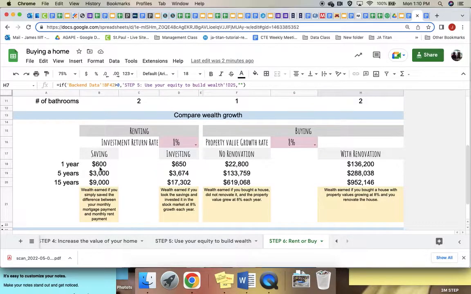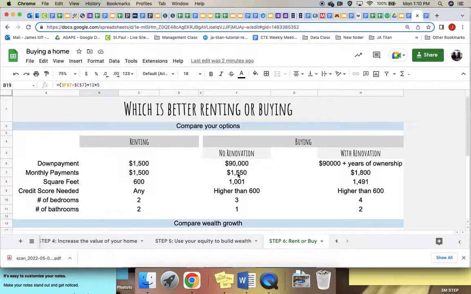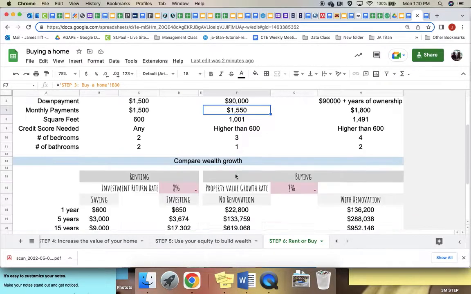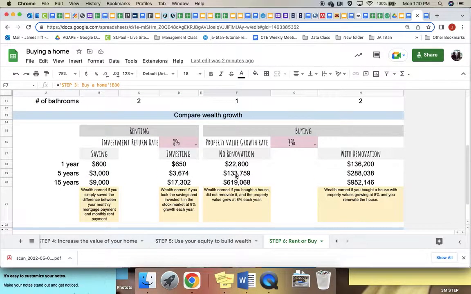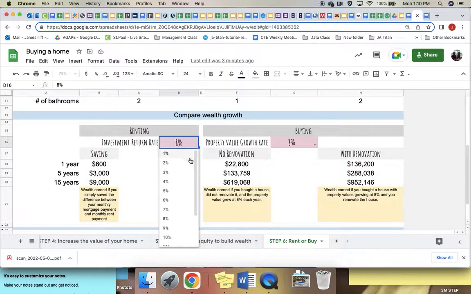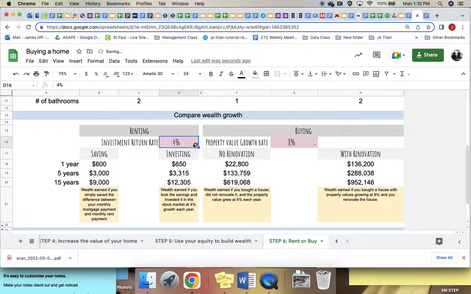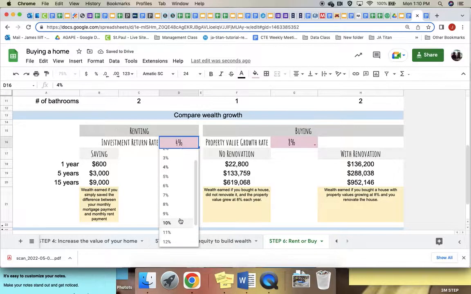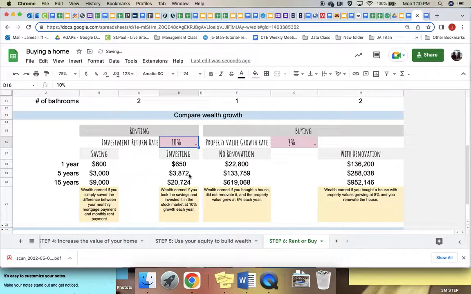And so you can see over the course of 5 years, they're going to save $3,000 just by, in this case, renting over buying. Okay, well, wonder if they took that $3,000 and they invested it in the stock market at an 8% return. Now they can play with this. They can come and say, wonder if it's a 4% return, or wonder if it's a 10% return. And they can see what that does to the wealth gained.